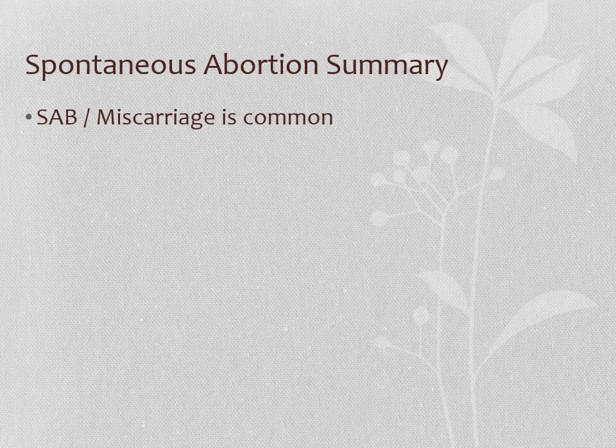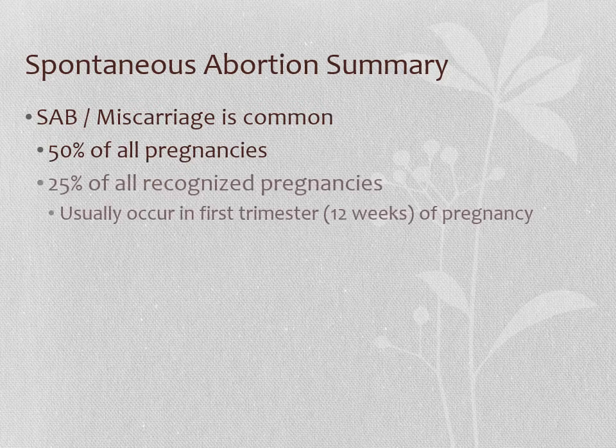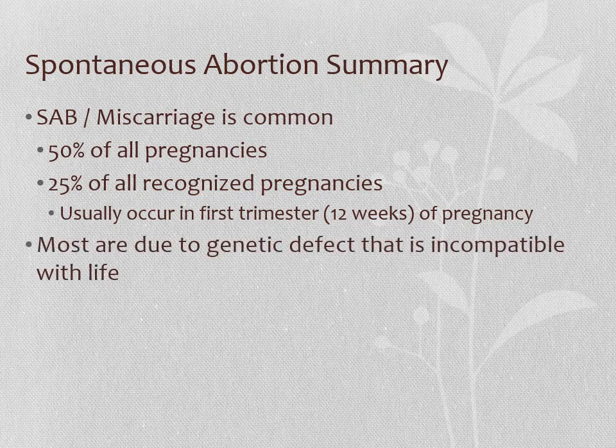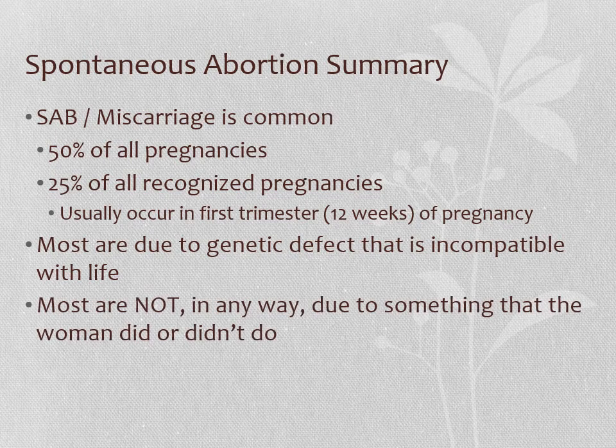So in summary, spontaneous abortion or miscarriage is really common. Oftentimes you don't know it's even happened. It's about 50% of all fertilized eggs, but only about half of those are recognized pregnancies. And most are due to a genetic defect that's incompatible with life, which means that it's not in any way due to something that the woman did or didn't do, right? It's not because she didn't take her prenatal vitamins. It's not because she went skiing. It was just going to happen no matter what.